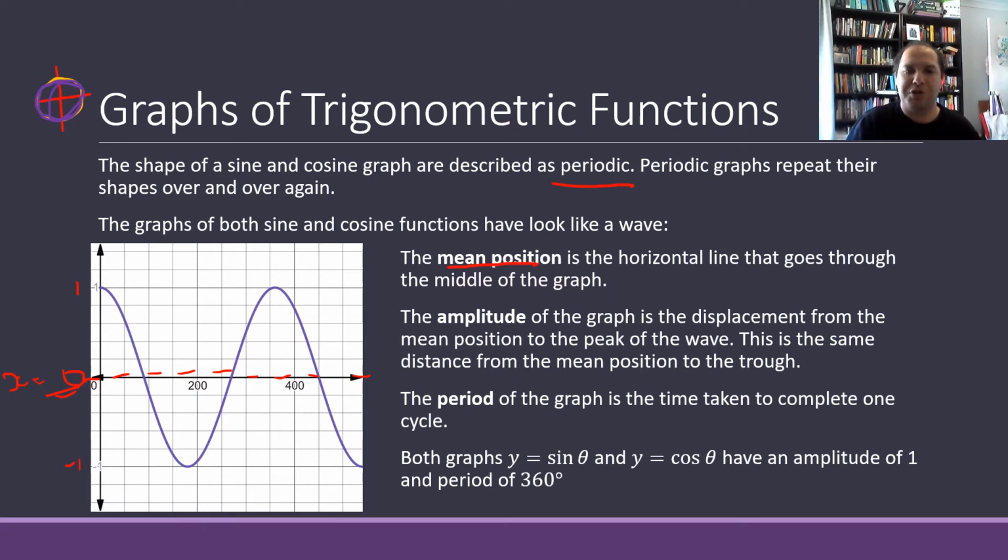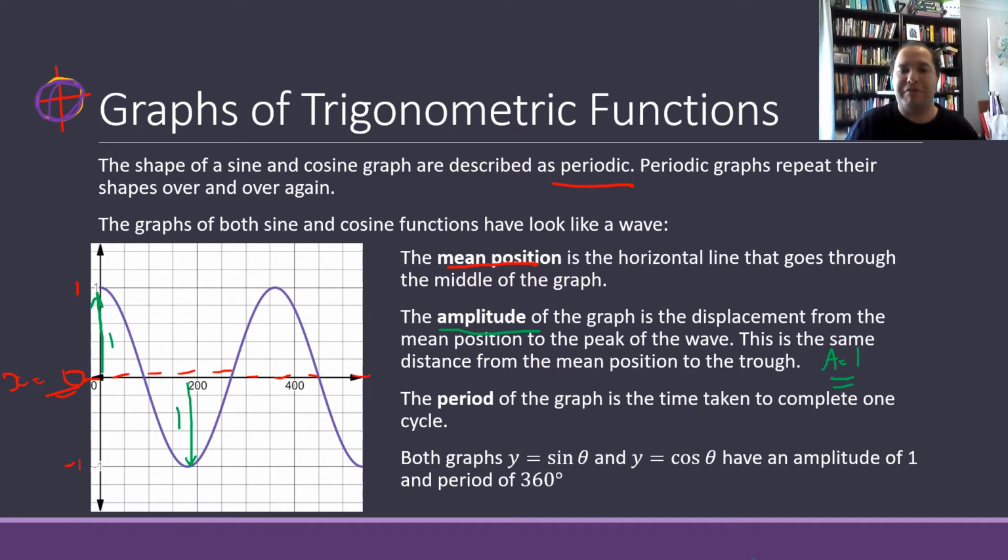The amplitude of the graph is basically how high and low it gets from our mean position. So in our graph here, our amplitude going up from our mean position is 1. Our graph goes 1 unit up, and then in our trough, our graph goes 1 unit down. So in this situation, our amplitude is 1.